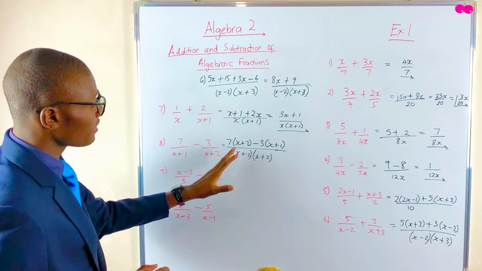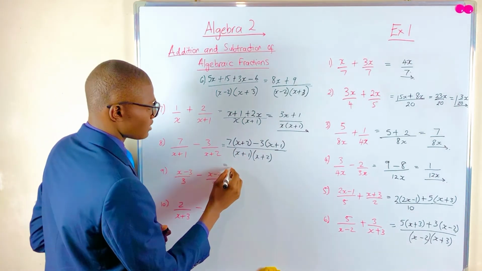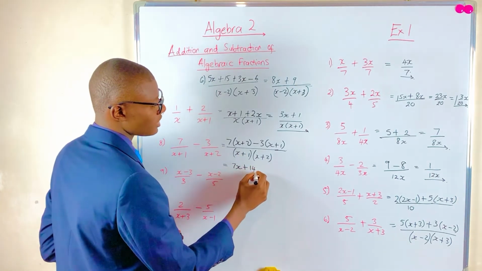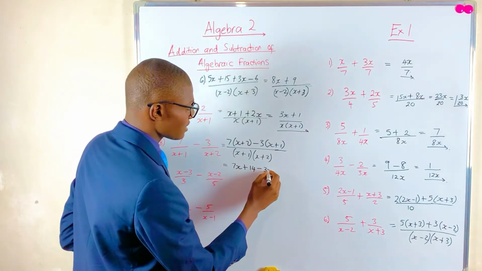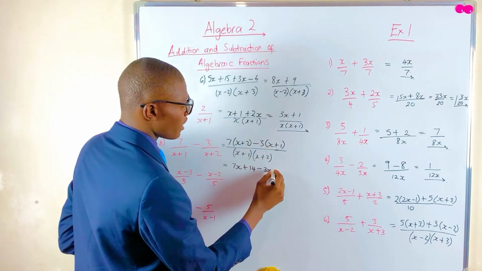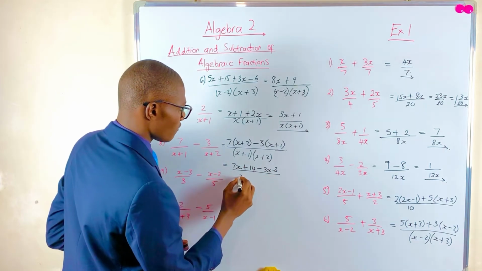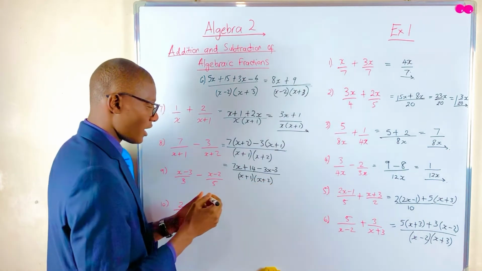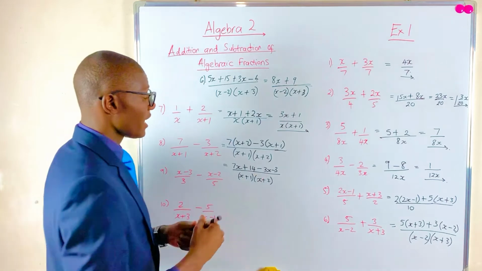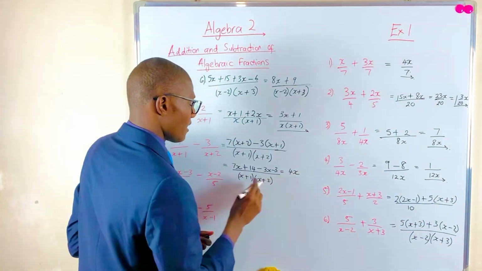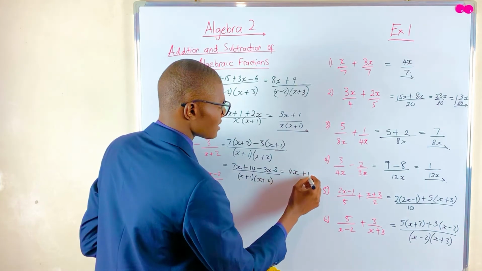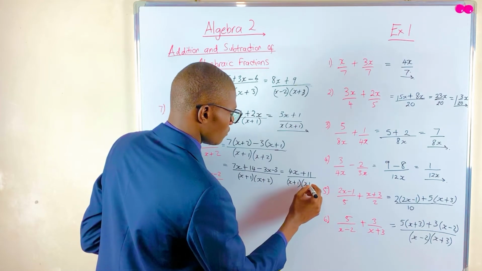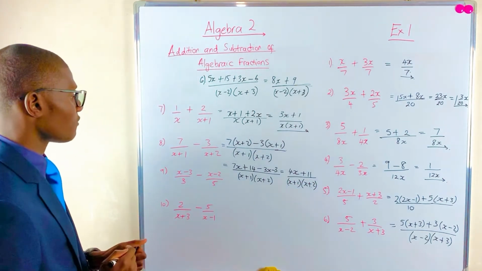And of course, we can further simplify this to get 7 times x, that's 7x, plus 7 times 2, that's 14, minus 3 times x, that's 3x, then minus 3 times 1, that's minus 3. This is over x plus 1 times x plus 2. And then we know that 7x minus 3x will give us a 4x. Then 14 minus 3 will give us a plus 11. Then over x plus 1 times x plus 2. So this is what we get for number 8.